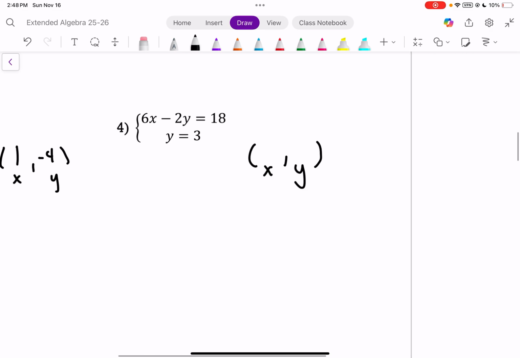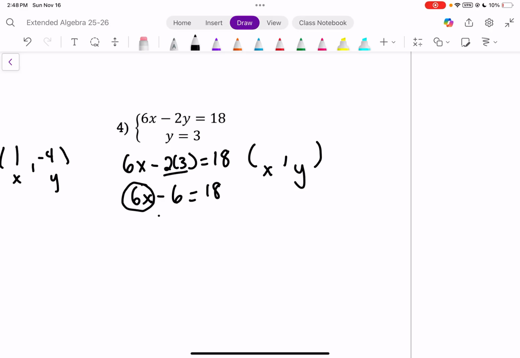Question number 4 here, I gave you the y, that's 3. So I'm going to replace the y in my problem. 6x minus 2 times 3 equals 18. I'm going to simplify that multiply. So 2 times 3 is 6. Now I can go ahead and solve this for x. So I'm going to get rid of that minus 6 by adding 6.